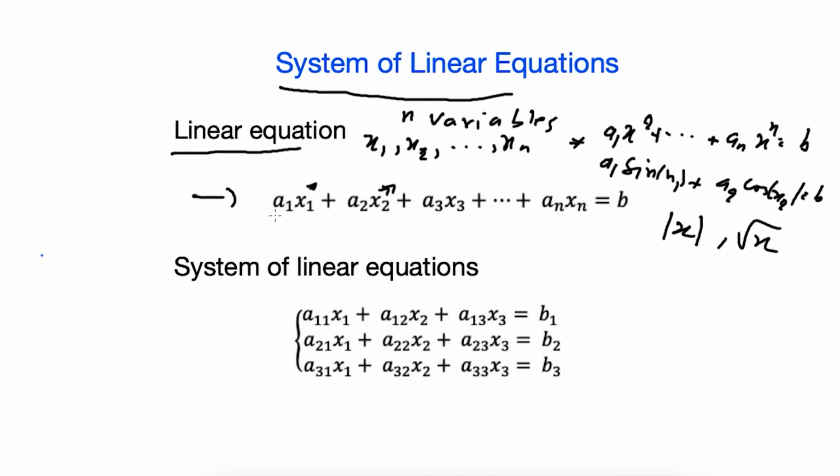And these a1, a2 till an and b are some constants which can take any values. But these a's must be not all 0. Some of them can be zeros, but the whole set of a's must be different from 0. And when we have these two conditions, the a's not all 0, and the x's with power 1, we call it a linear equation.